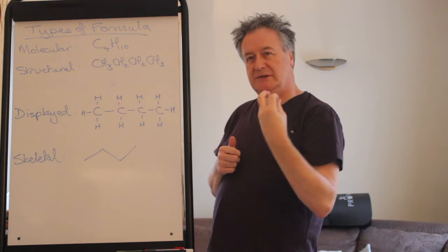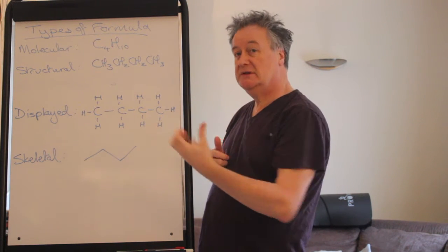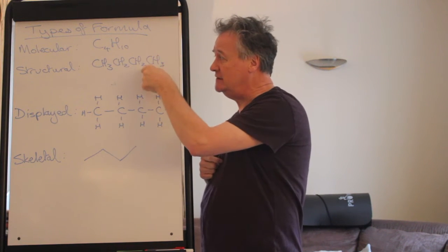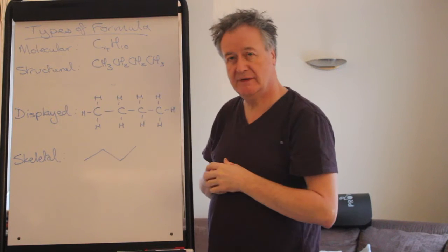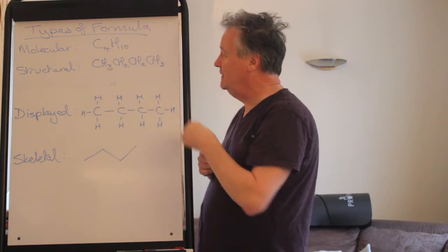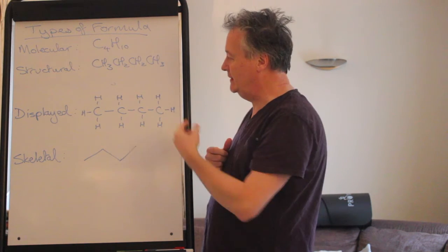Structural formula tells you, in the case of butane, the sequence that the carbon atoms are in, because that doesn't have to look like that. There is an isomer of that, methylpropane, which doesn't have that structure. So structural gives you some indication of the way the molecule has been put together.